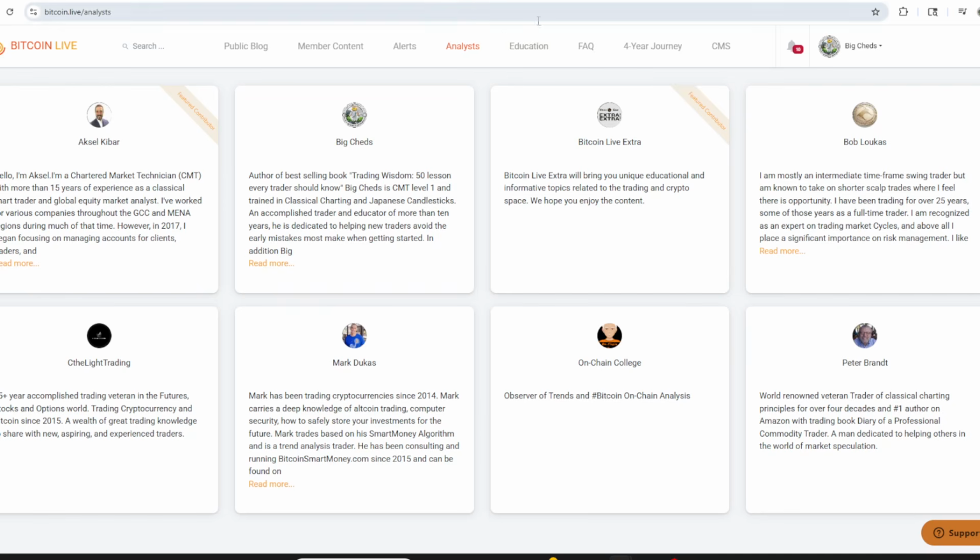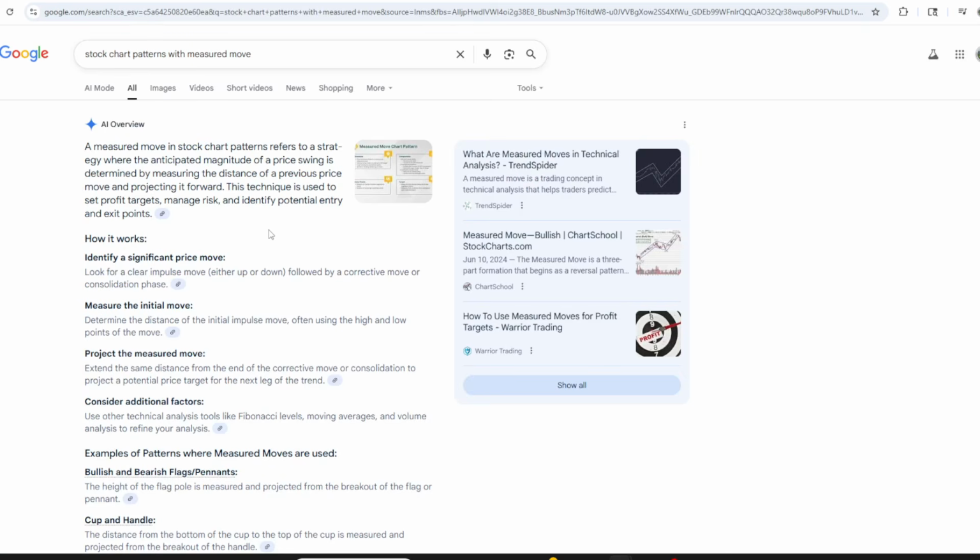For today's lesson, we're going to talk about the idea of a measured move. What is a measured move? What is a price target? What does this mean in classical charting?